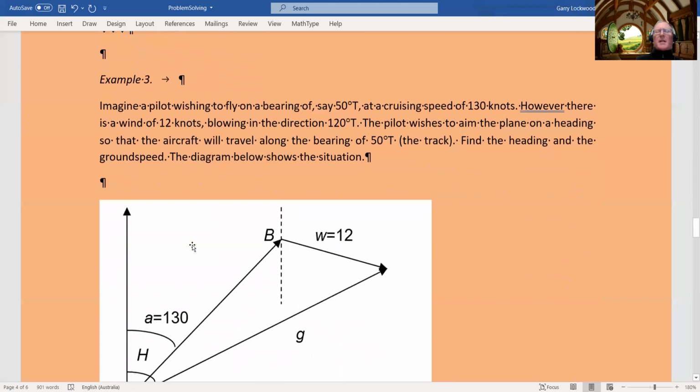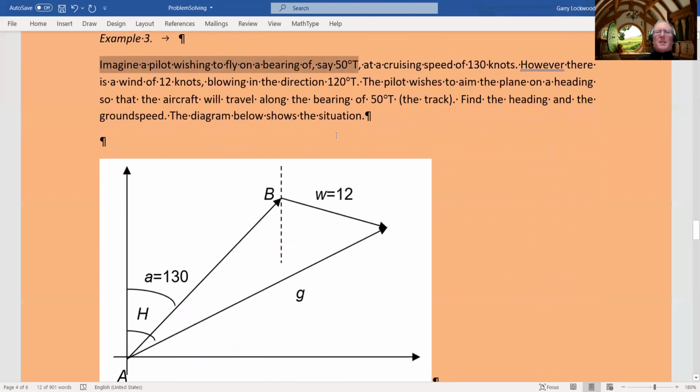Okay, this is quite a different sort of example. Suppose we've got a pilot who wishes to fly on a bearing of, let's say, 50 degrees true, at a cruising speed of 130 knots. But there's a wind of 12 knots, and so this is the actual application where we are using knots and not being a nautical mile per hour.